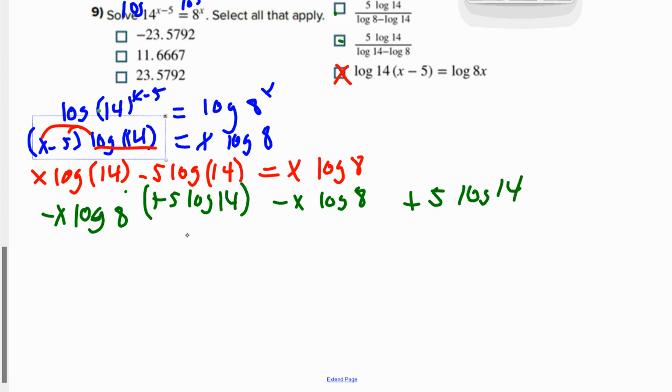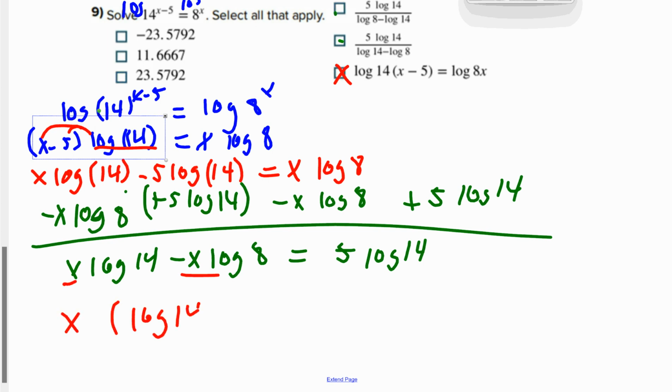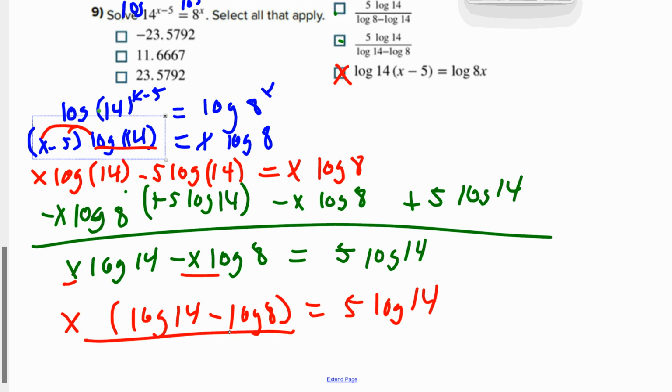All right, so then I can simplify, and this becomes x log 14 minus x log 8 equals 5 log of 14. Now I have x's on the same side. Notice I have an x in both of these, so I can factor out an x. Now I'm down to one x instead of two x's, because my goal is to get x by itself. Again, this is not in our list, so I can keep going.